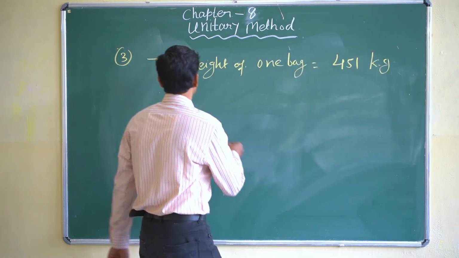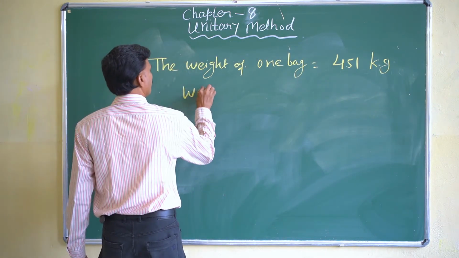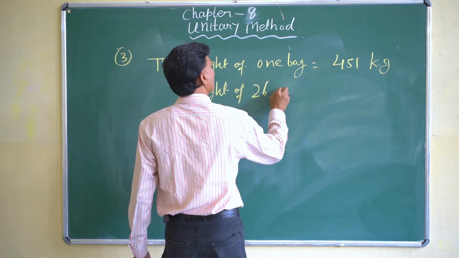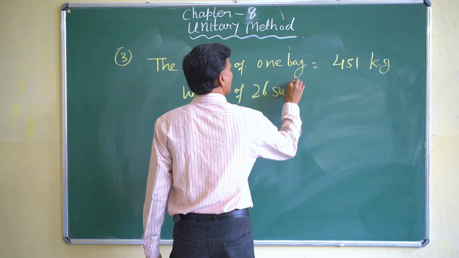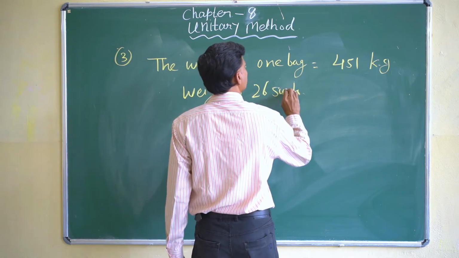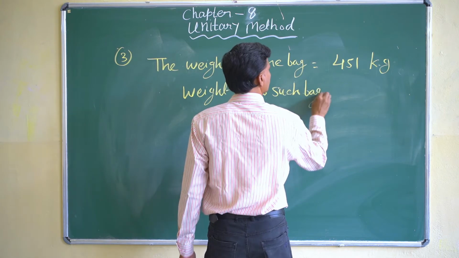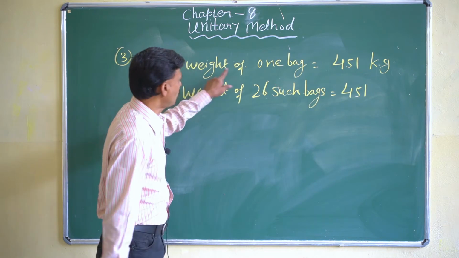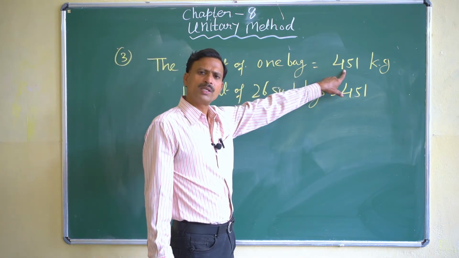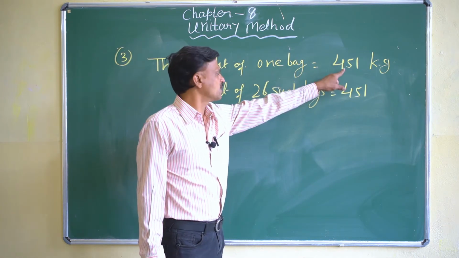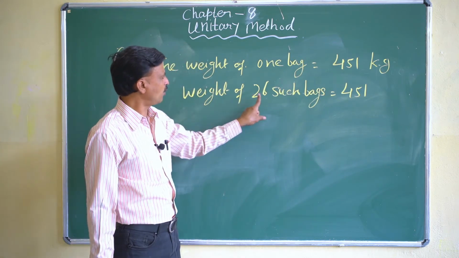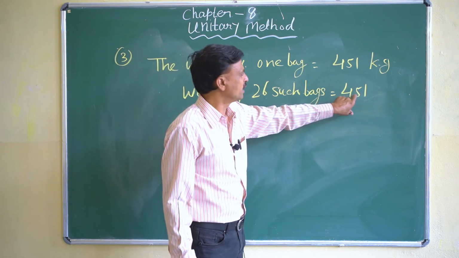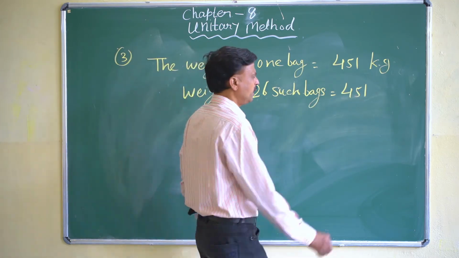So the weight of one bag is given. How much is it given? 451 kg. And what do we want to find out? We want to find the weight of 26 such bags. So this value will be multiplied by this one.